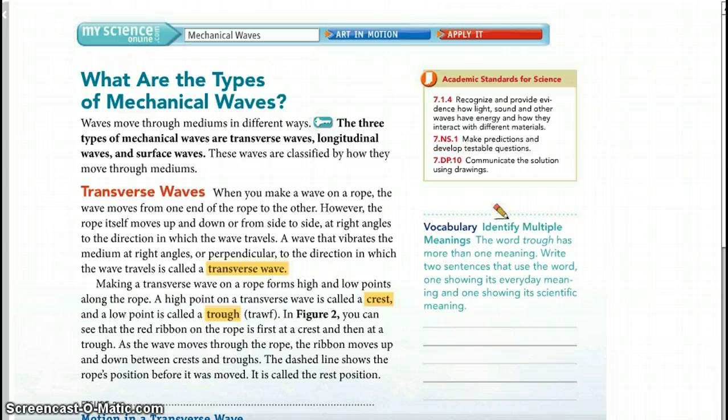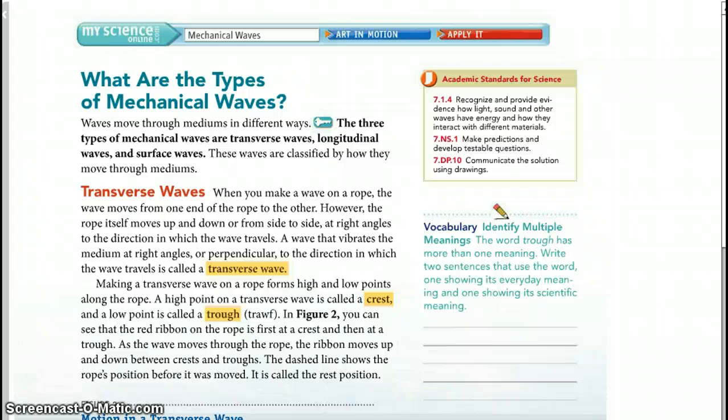What are the types of mechanical waves? Waves move through mediums in different ways. The three types of mechanical waves are transverse waves, longitudinal waves, and surface waves. These waves are classified by how they move through mediums.